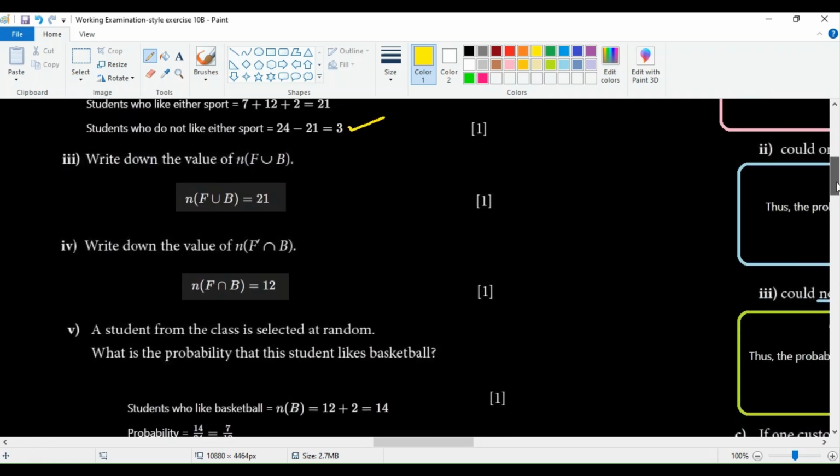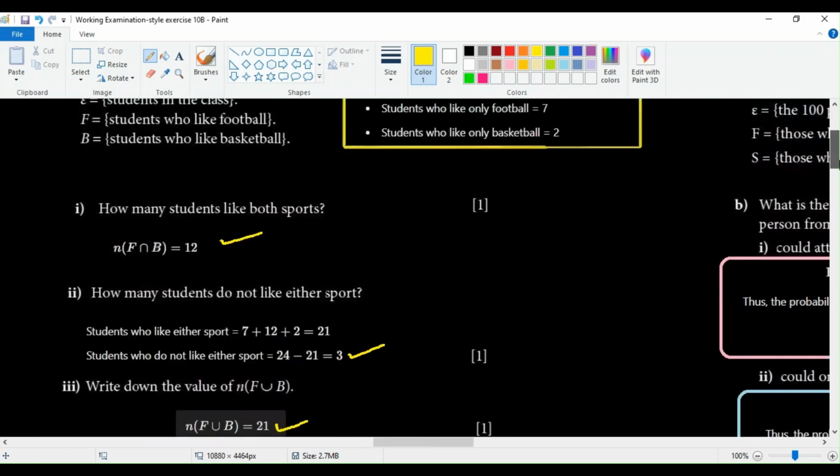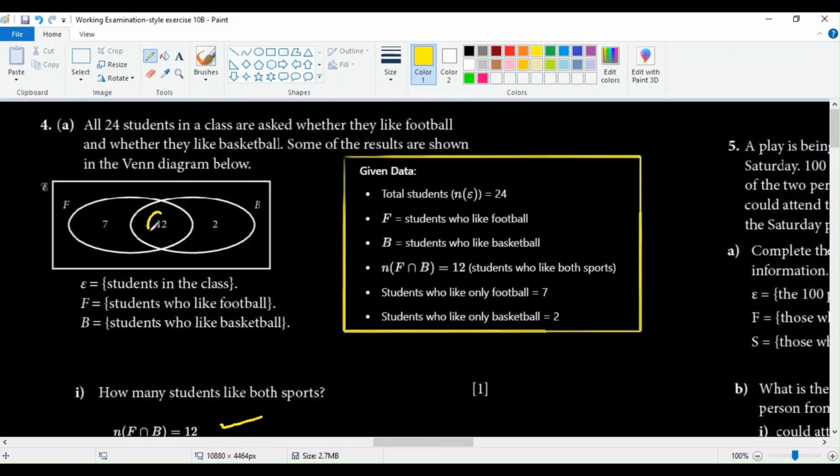Now comes the next part. Write down the value of football union basketball, which is going to be equal to 21, which is the final answer for this part of the question. Write down the value of football intersection basketball, which is going to be 12. As you can see over here, this is the answer for this part.